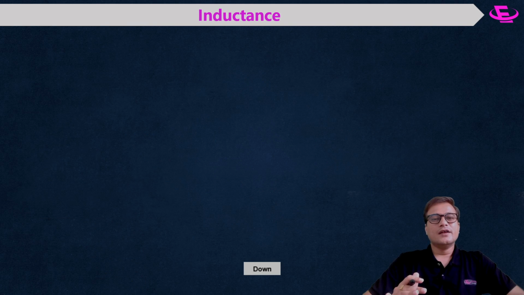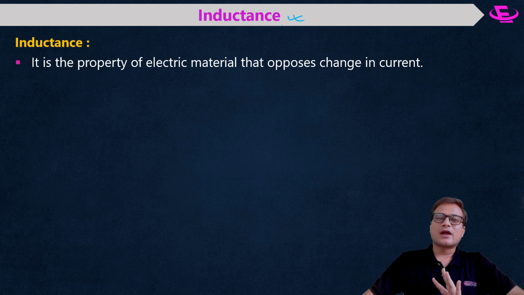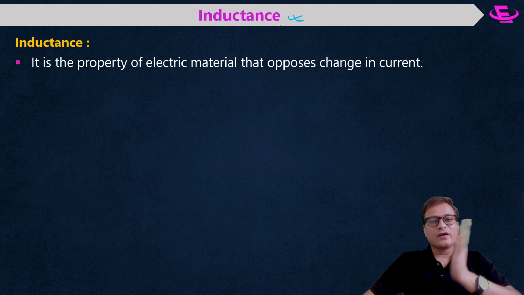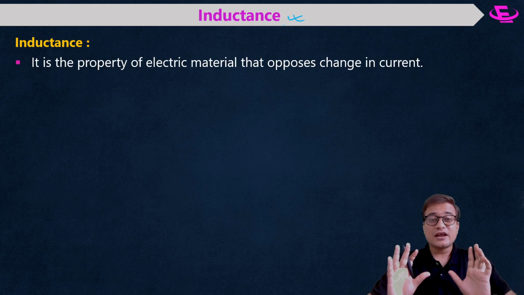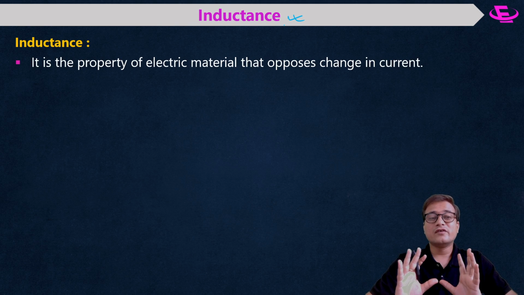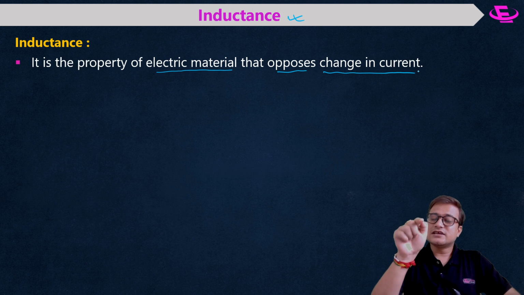Clear? Next is inductance. Now here I'll explain one very beautiful concept: why an inductor does not allow sudden change in current. So let us define inductance. Why am I writing all the definitions? Because if you know the definitions, then the concepts become very clear to you. I am not telling you to memorize these definitions, just try to understand how I am defining all these terms. So inductance is the property of an electrical material that opposes change in current.